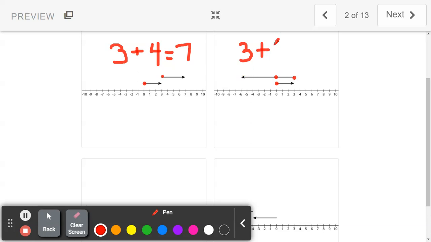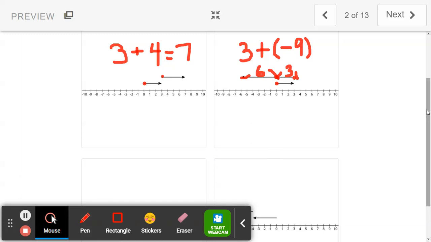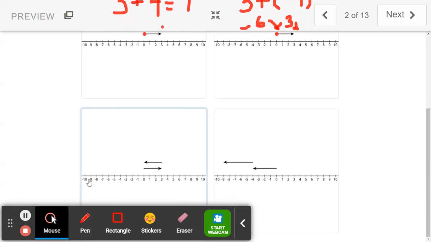So I added a negative 9, right? Because this shows 3 spots, and this shows another 6. So that means this line itself is actually worth 9. So it went backwards 9 jumps. And remember, mathematicians use parentheses anytime we have a negative number behind a plus or a minus sign. Okay?